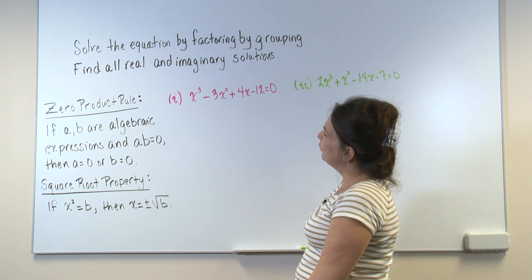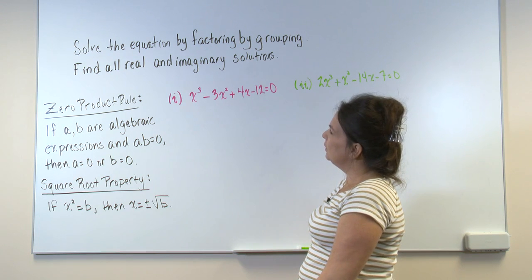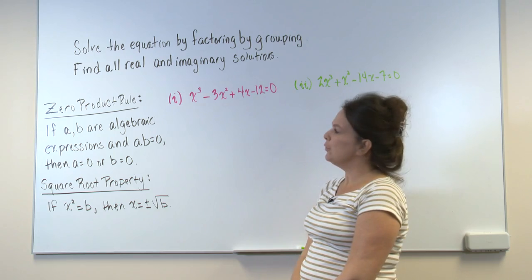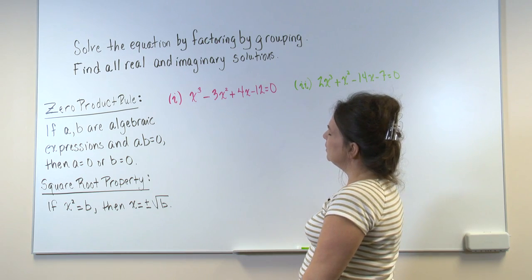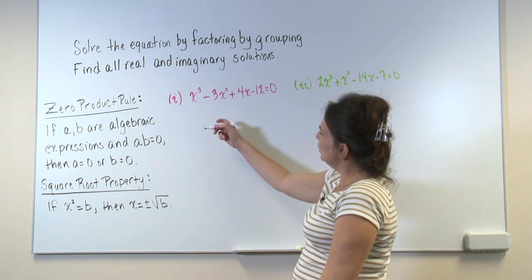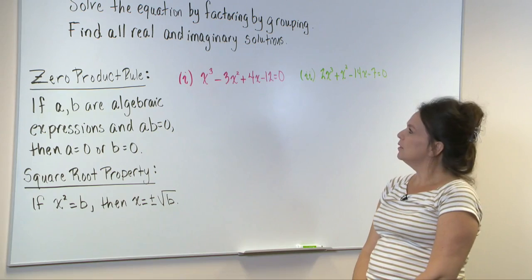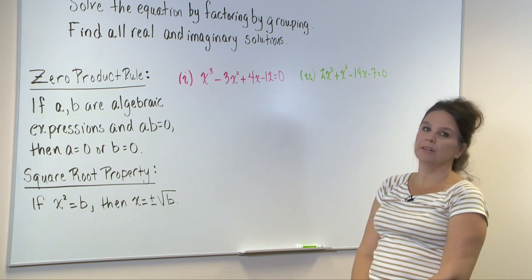Solve the equation by factoring by grouping. Find all real and imaginary solutions. For this particular problem, we're going to do two examples. The first example is x cubed minus 3x squared plus 4x minus 12 is equal to 0.